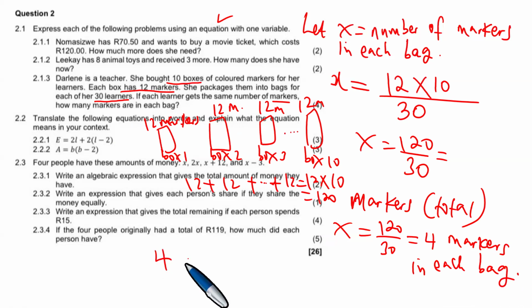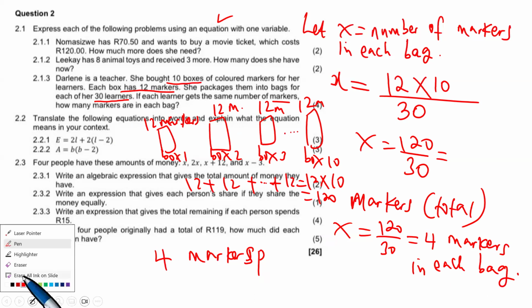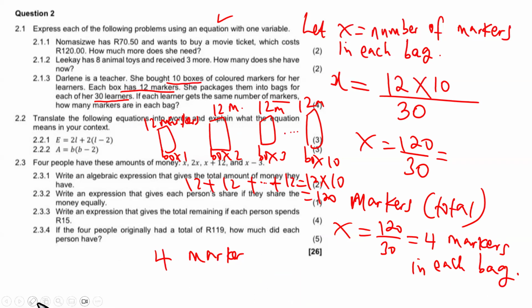Or you can say 4 markers per learner. We have 4 markers per learner. All right, let us do the translation of the next questions. We have done the question about Darlene as a teacher, and we've solved the problem about Darlene and the learners and the sharing of the markers to make sure that each learner gets the same number of markers.